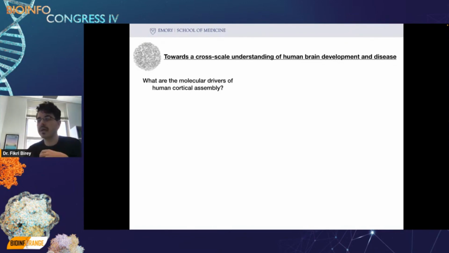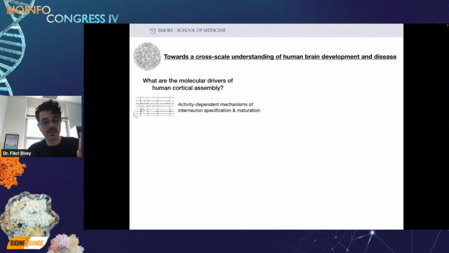But in my lab, what we're really interested in is understanding what the molecular drivers are, in the spirit of what I described in Timothy's drum in the second part. We're moving towards this idea of what are the molecular drivers that really drive this assembly of the human cortex, and how can we study these using these assembloid models. And I'll just highlight a few directions now that we're actively pursuing.